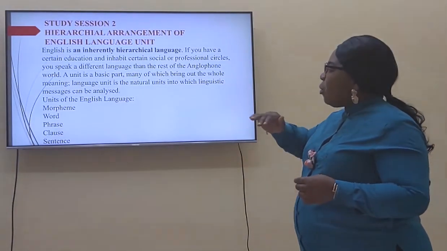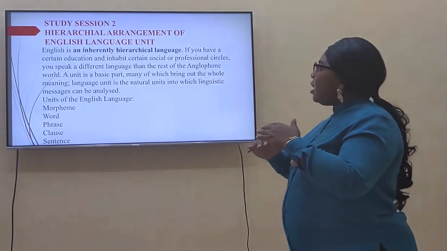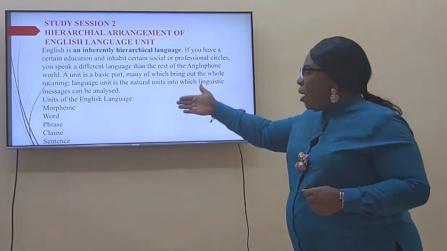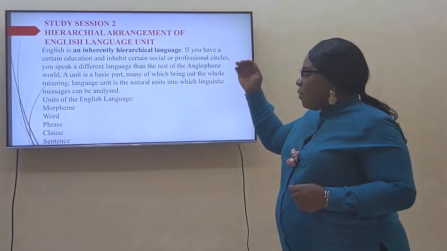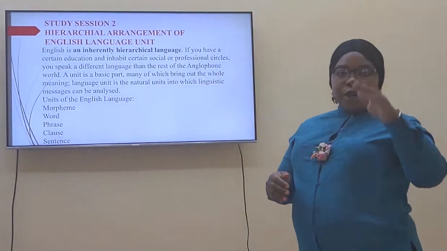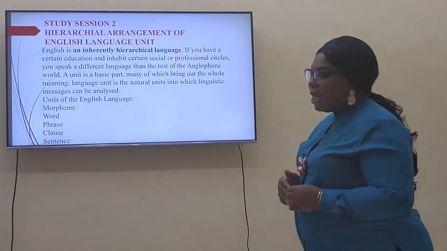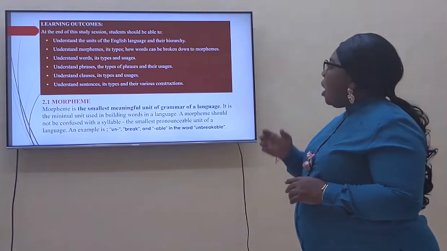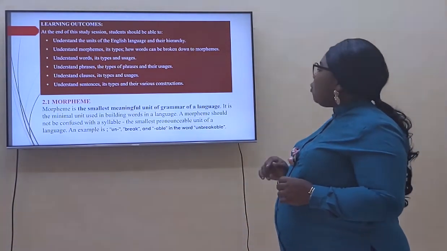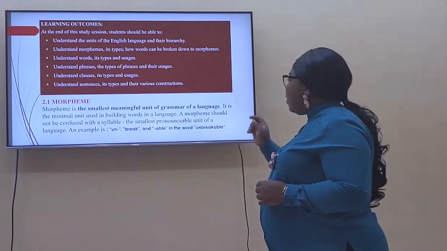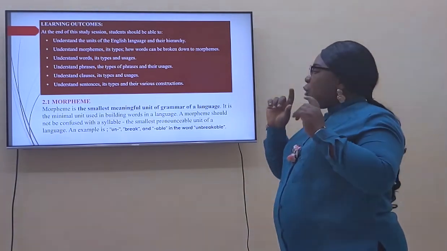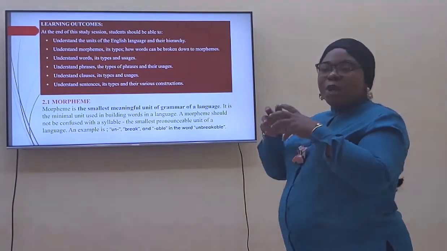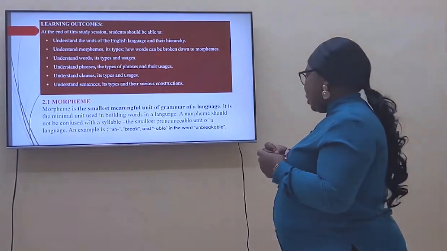So now in English language, we have different hierarchical units of this language. We have the morpheme, we have word, we have phrase, we have clause, we have sentence. So we're going to pick them one after the other so that you have a better understanding of what they are all about. Okay. A morpheme is the smallest meaningful unit of grammar of a language. It is the minimal unit, the smallest unit that you find when you're building words in a language. Okay?